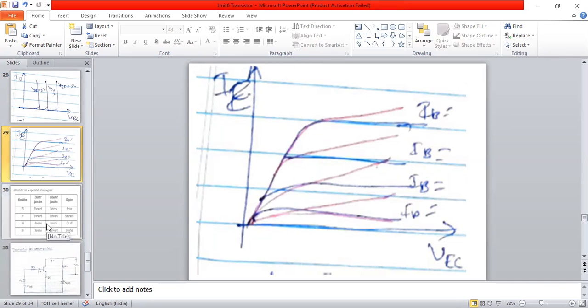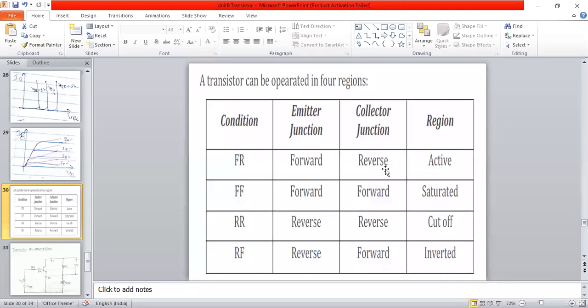So these are the configurations of the common emitter, common base, common collector, we can call that. A transistor can be operated in 4 regions. What are they? FR means forward, reverse; FF means forward, forward; RF means reverse, forward; RR means reverse, reverse.